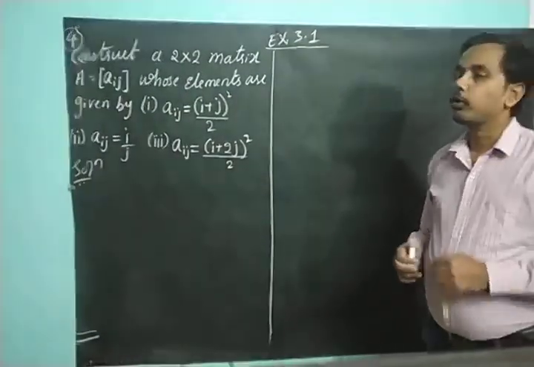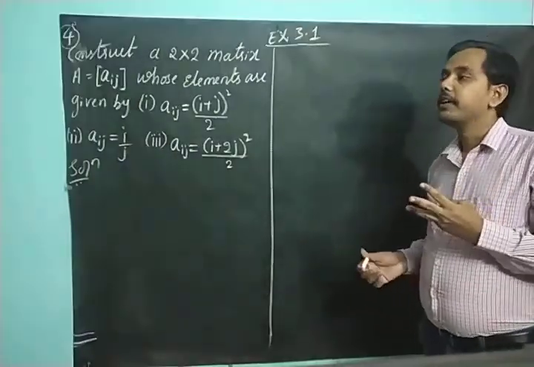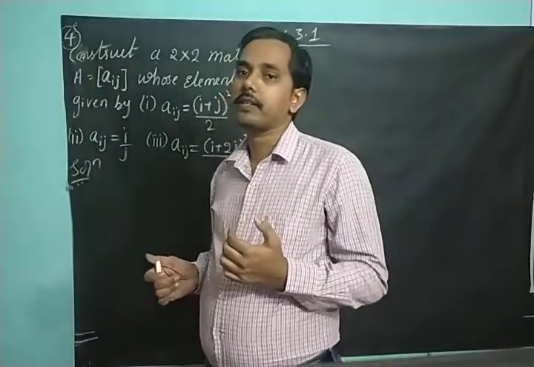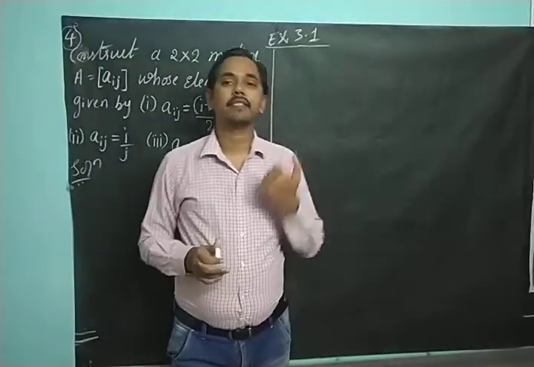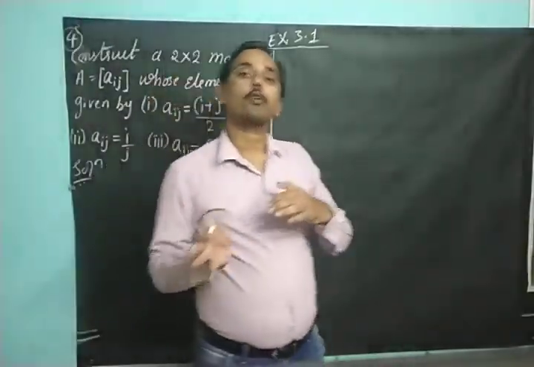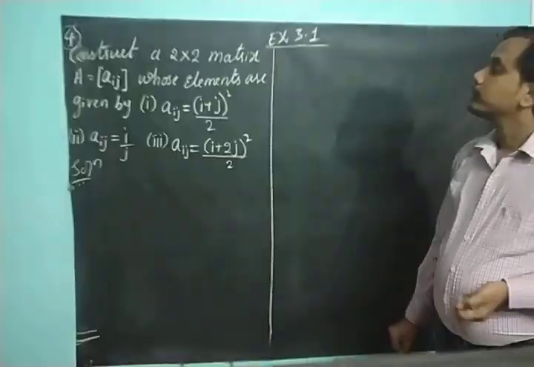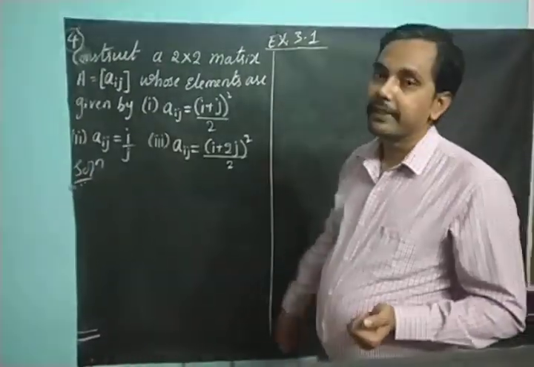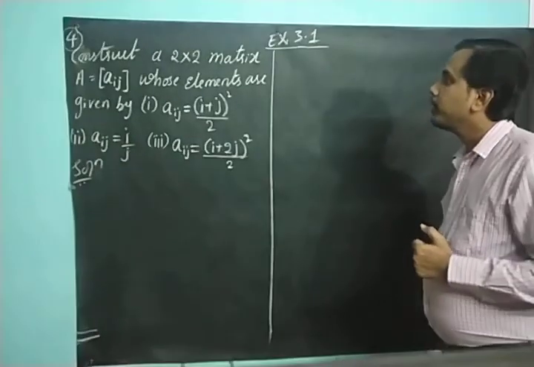We have solved 3 problems in that, and in those 3 problems we understood how to find the probable number of orders if the total number of elements is given. So 3 problems we have already solved. Today we are going to start with the 4th problem.